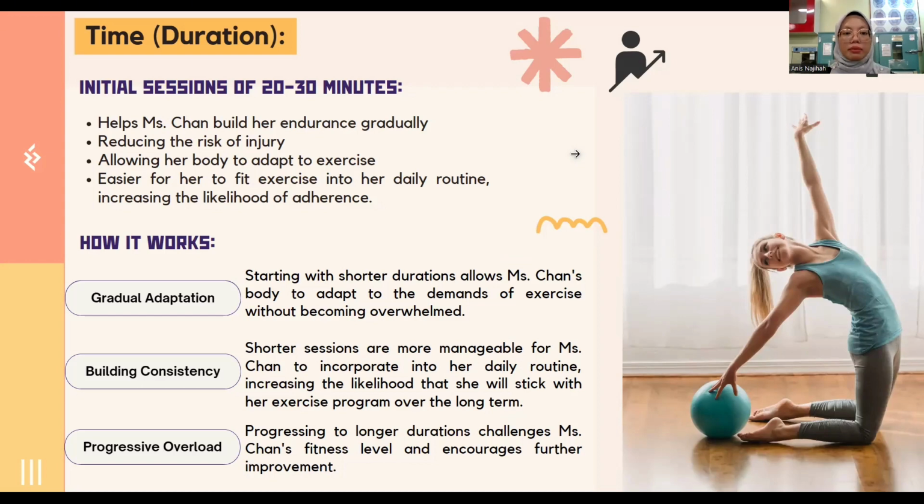So first is gradual adaptation. Starting with a shorter duration can allow Miss Chan's body to adapt to the demands of exercise without becoming overwhelmed. Next, it can build consistency. Shorter sessions of exercise are more manageable for Miss Chan to incorporate into her daily routine, which can increase the likelihood that she will stick with her exercise program over the long term. So the next is progressive overload. Progressing to a longer duration of exercise can challenge Miss Chan's fitness level and encourage further improvement.